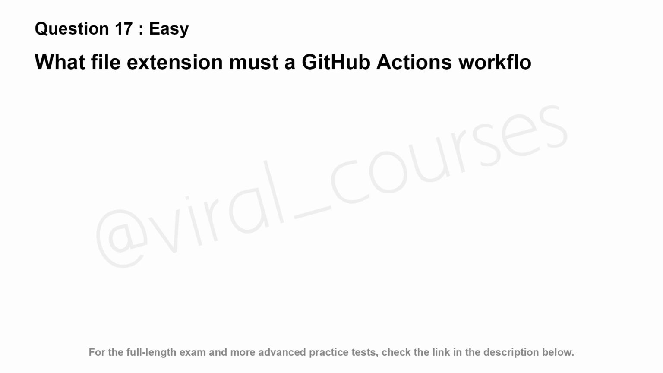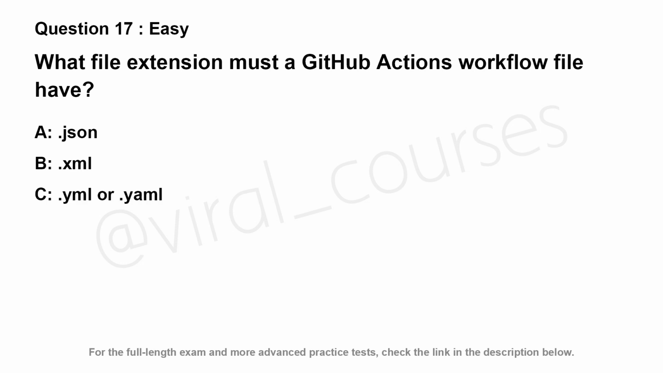What file extension must a GitHub Actions workflow file have? Option A, JSON. Option B, .xml. Option C, .yml or YAML. Option D, .sh.